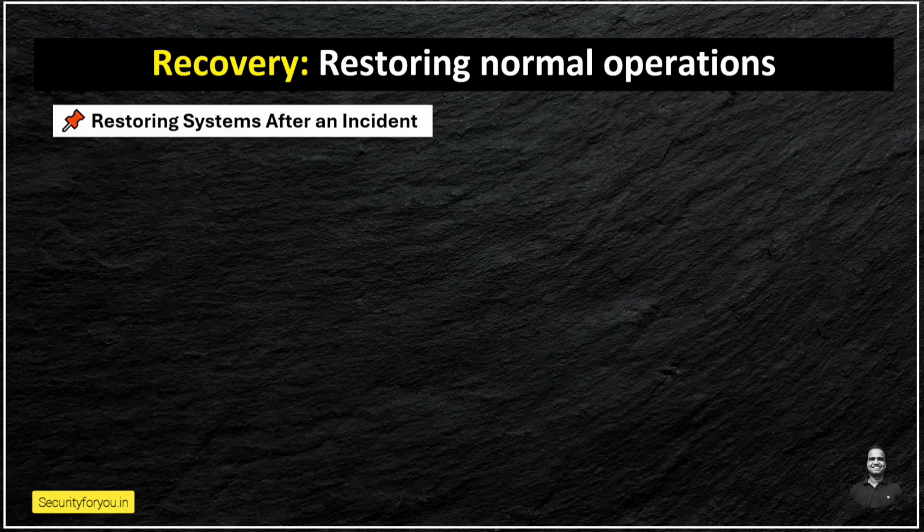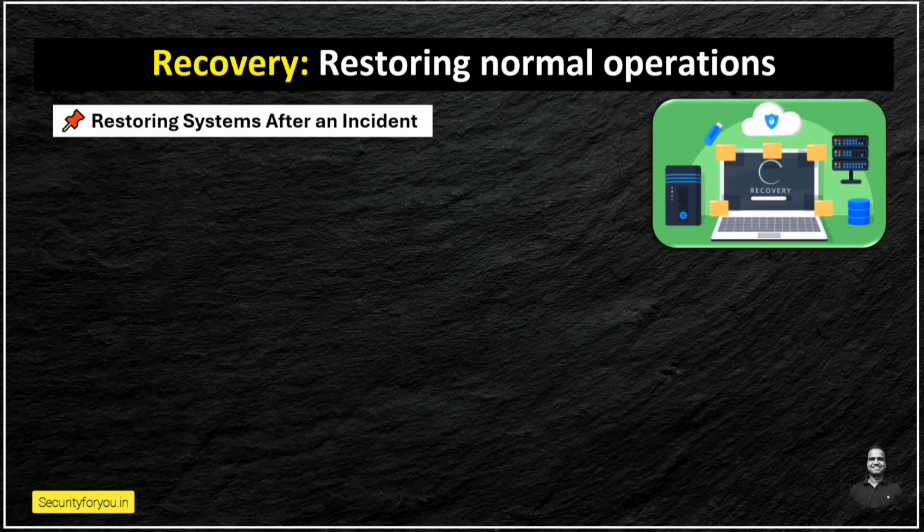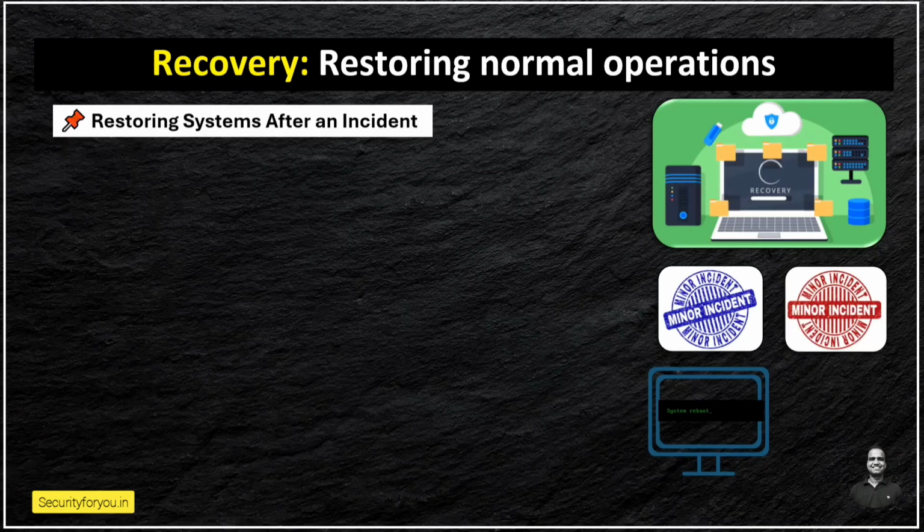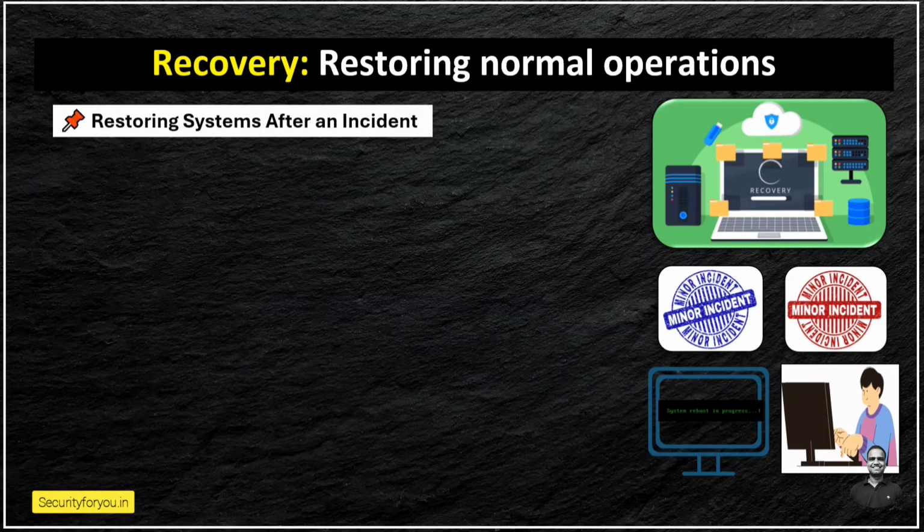The next step is to recover the system or return it to a fully functioning state. This step can be very simple for a minor incident, which may only require a reboot. However, a major incident may require completely rebuilding the system, which may include restoring all data from the most recent backup.